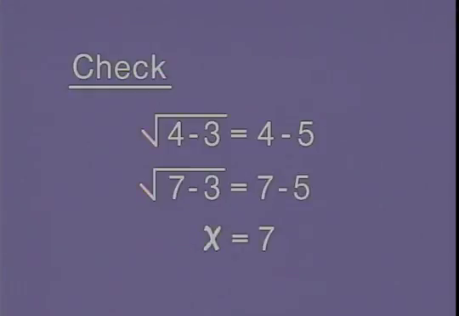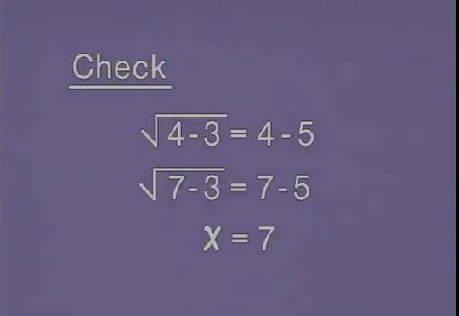x equals 4 was a solution to the quadratic, but not to the original equation. And that happens quite often in square root equations. We then check x equals 7. The square root of 4 equals 2, as seen in the second line on the visual, and x equals 7 is the only solution to our square root equation.